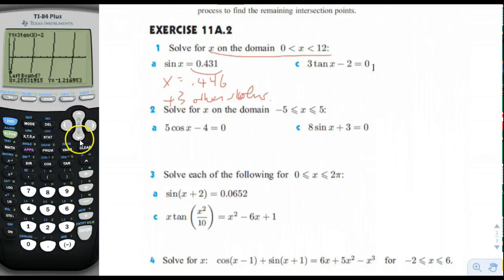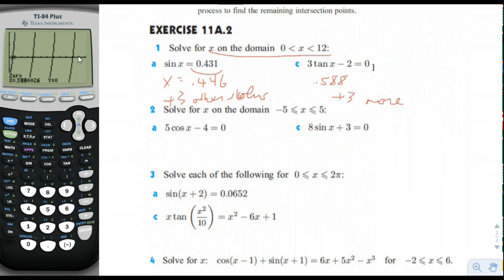There it is. Left bound, here. Right bound, I'm going to go up to here. Enter. Yes, sure. So it's 0.588. Okay? And then there's going to be 1, 2, 3 more, plus 3 more.